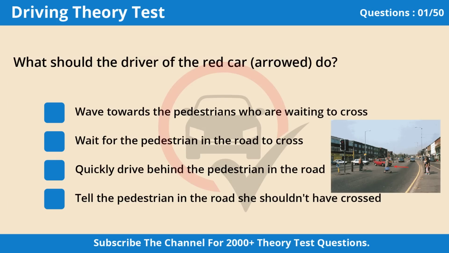Question 1. What should the driver of the red car, road, do? A. Wave towards the pedestrians who are waiting to cross. B. Wait for the pedestrian in the road to cross. C. Quickly drive behind the pedestrian in the road. D. Tell the pedestrian in the road she shouldn't have crossed.